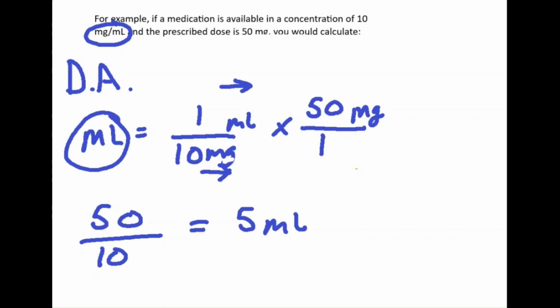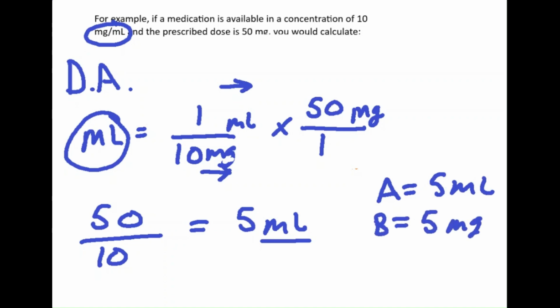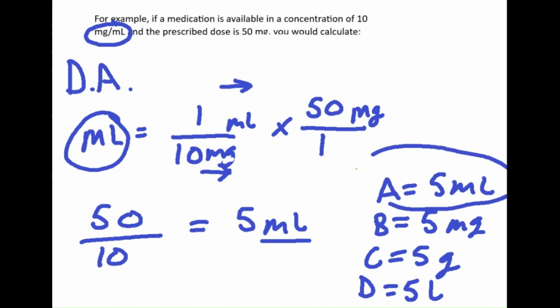It is crucial that you guys remember to place your unit, because you may have the exact same numerical answer but with a different unit. So for example, the PTCB exam might put A equals 5 mLs, B equals 5 milligrams, C equals 5 grams, D equals 5 liters. So if you remember what you're working with, you're always going to be choosing the right answer. As long as your setup is correct, there's no reason why you should get it wrong.